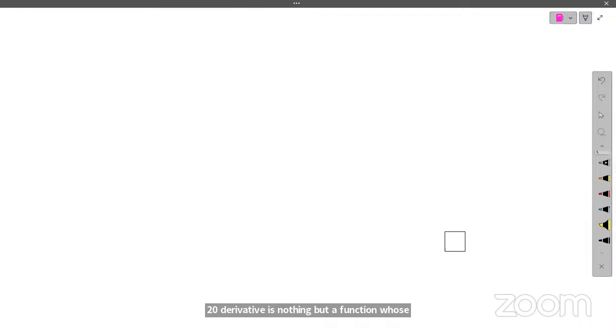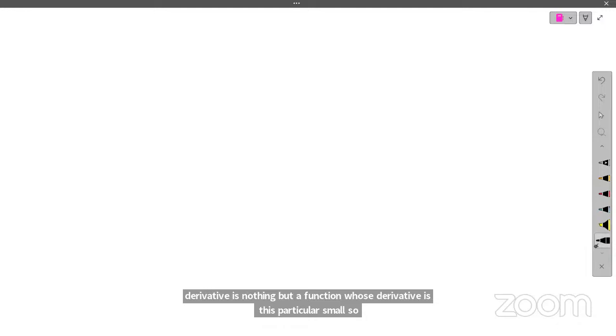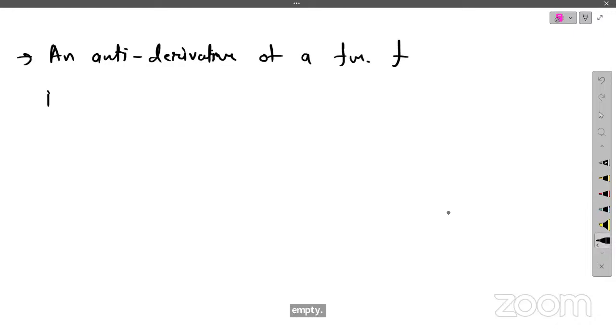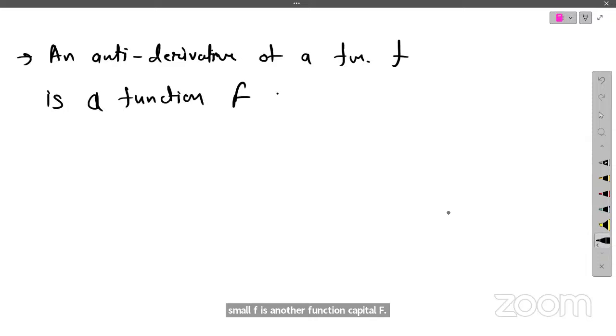So what is an antiderivative? In mathematics, for a function small f, another function capital F whose derivative is actually the small f, that means F dash of x is equal to small f of x, then this particular capital F is known to be the antiderivative of small f, right?